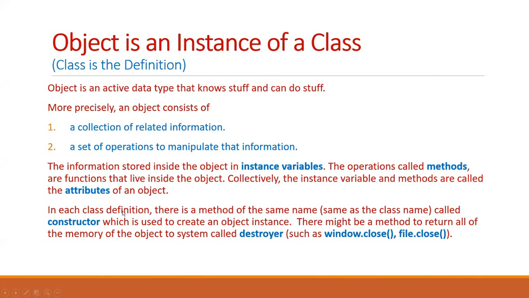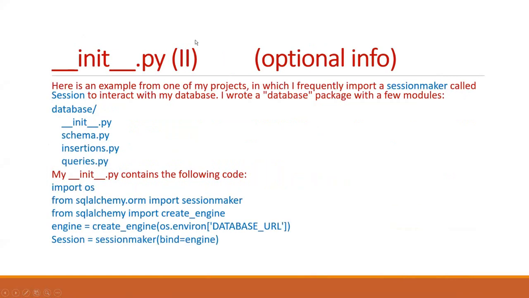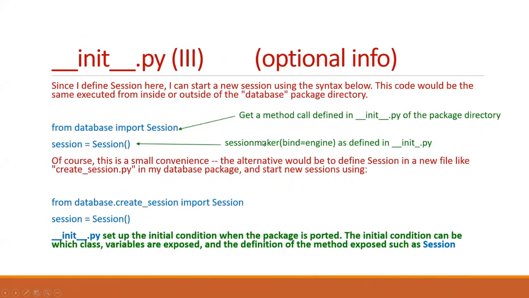In each class definition, there is a method with the same name as the class. That one we call the constructor. And then init.py is optional. It is used to set up the environment for your package. Here there is an underscore-underscore all, and then there's init.py. This is too hard right now, so let's just pass. This is optional information.